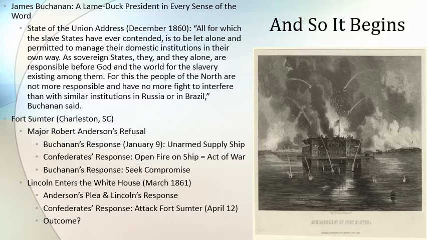In fact, in his last State of the Union address of December 3, 1860, which is what we can see on the screen here, Buchanan admitted that secession was not legal, but he also believed that the United States could not stop it. As he explained to Congress, quote, "All for which the slave states have ever contended is to be let alone and permitted to manage their domestic institutions in their own way. As sovereign states, they, and they alone, are responsible before God and the world for the slavery existing among them. For this, the people of the North are not more responsible and have no more right to interfere than with similar institutions in Russia or in Brazil," Buchanan said.